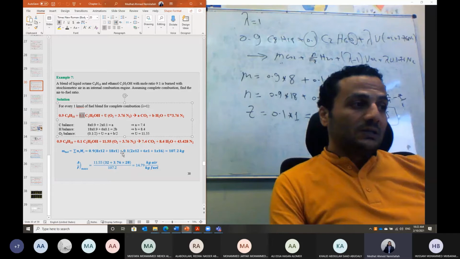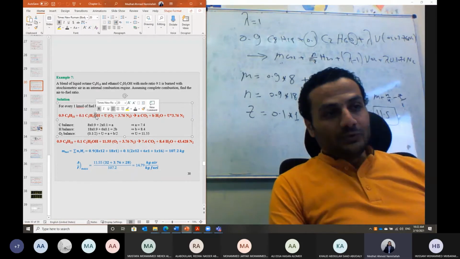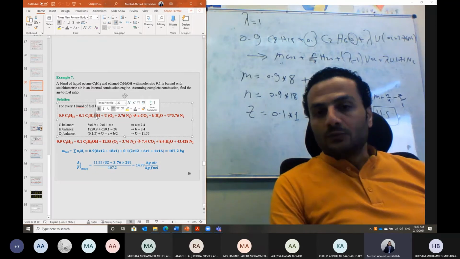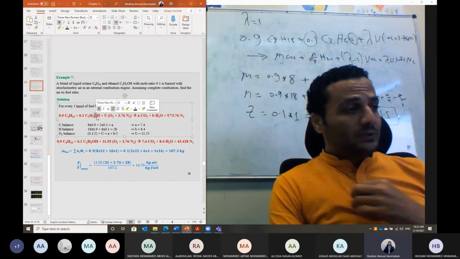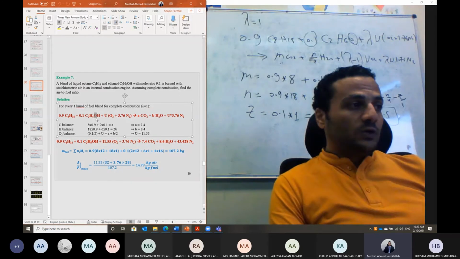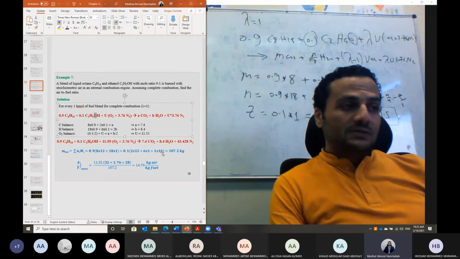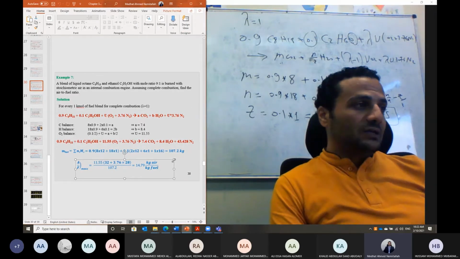And don't forget that we have O, and there is a common error that you consider O as O2. O has the molecular weight 16, O2 has the molecular weight 32. So here we have one O in this fuel, so it will be 1 multiplied by 16 in this case. Then we can calculate the air to fuel ratio.